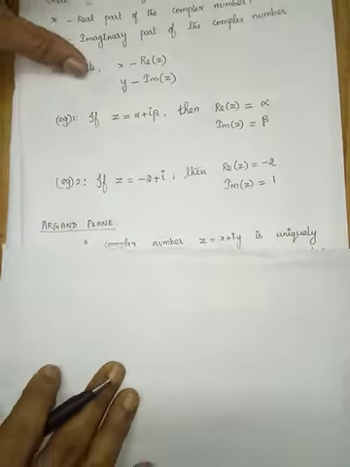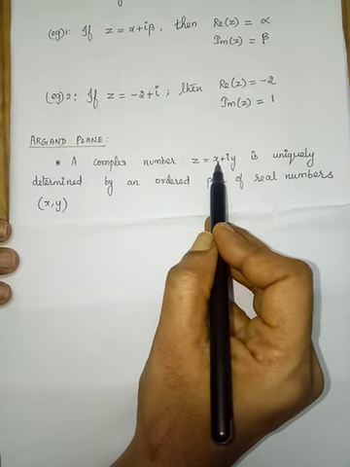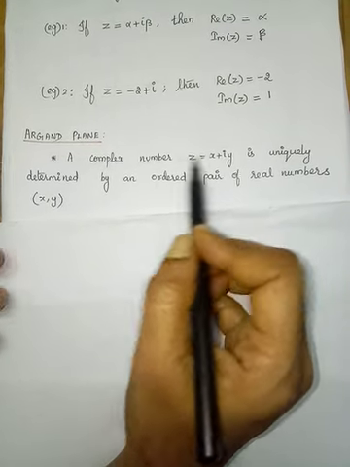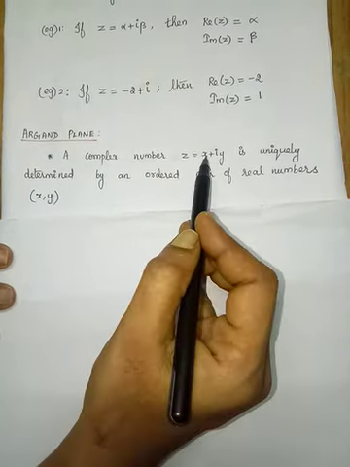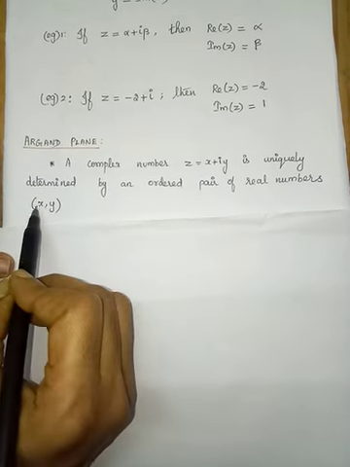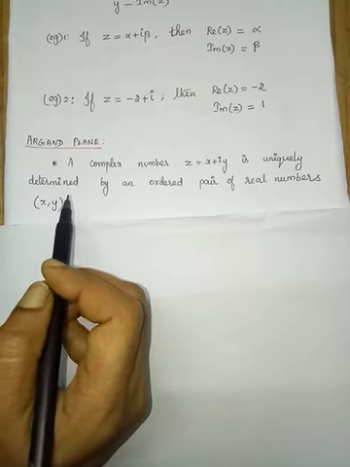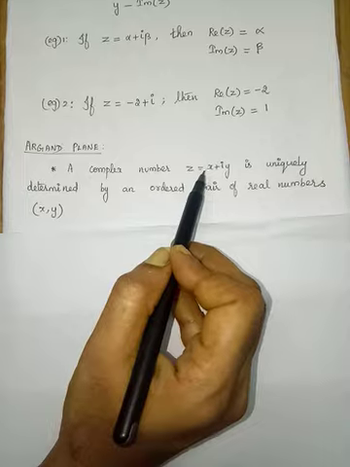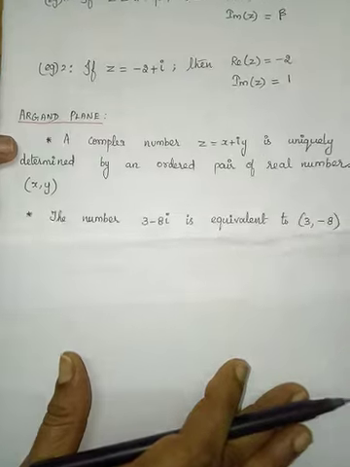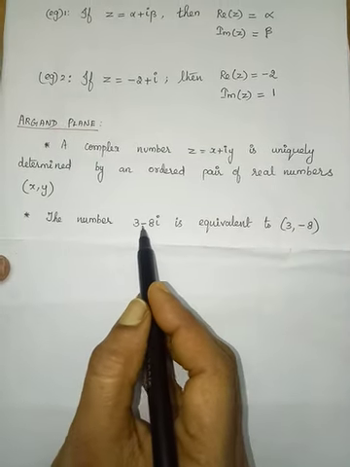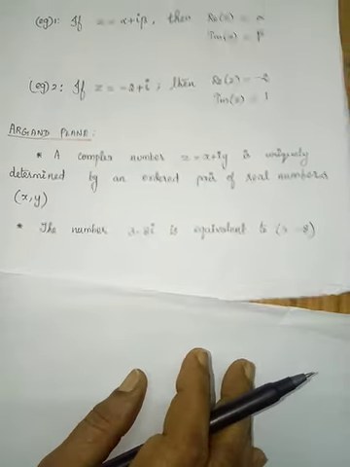Okay, next we are moving to the Argand plane. The complex number z is equal to x plus iy is uniquely determined by the ordered pair of real numbers x comma y. Already I have said x and y are real numbers, so we write them as an ordered pair. That means the first one is the real part, the second one is the imaginary part. So for example, the complex number 3 minus 8i is equivalent to 3 comma minus 8.